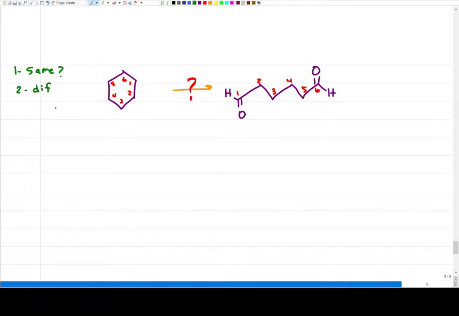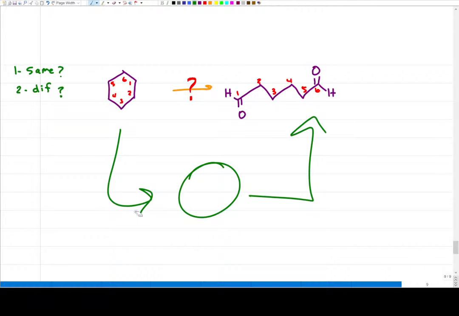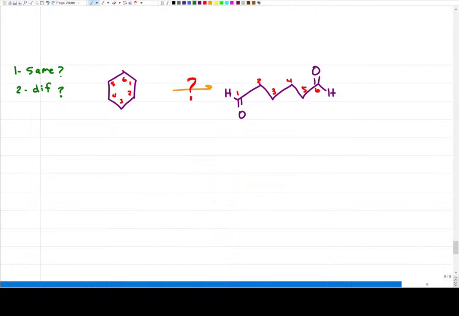different? I have a ring that turns into a not ring. I have nothing on the ring. I have aldehydes in my product. There's a lot that I have to do, but instead of worrying about all that, let's just take a step back. What reaction do I know that will open a ring? If I can figure that out, that's the middle, then I can get there and I can go from there. What reaction will open a ring?